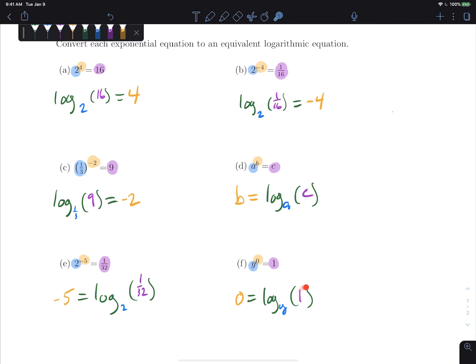Now here, because 1 is the cutoff, that means that if your argument is ever 1, you get 0, no matter what. It doesn't matter what the base is. The reason that works is because if you look at the exponential, y to the 0 equals 1, that's true no matter what y is, as long as y is a valid base. In other words, y can't be 0 here specifically, and it has to be greater than 0 and not equal to 1.